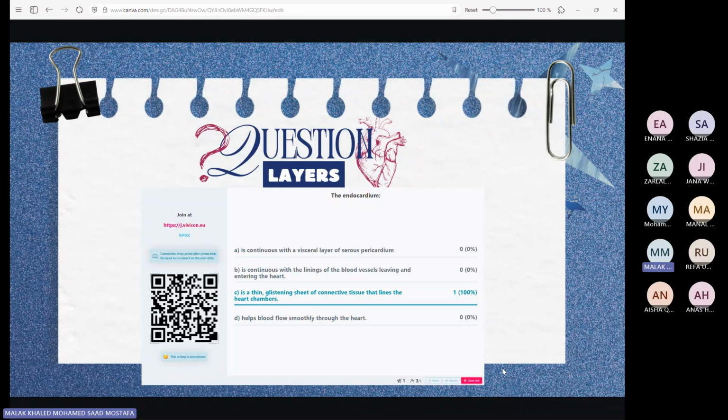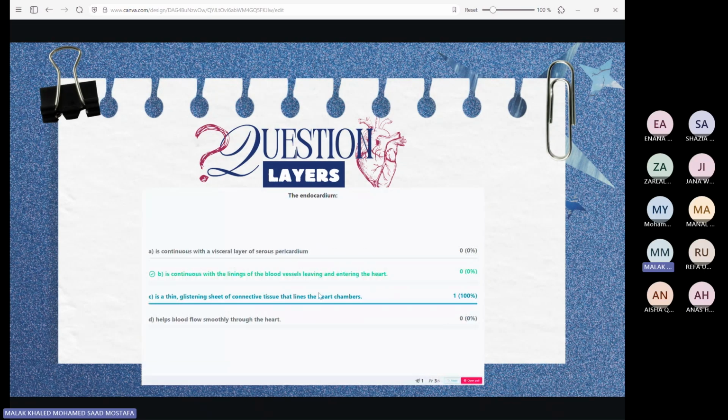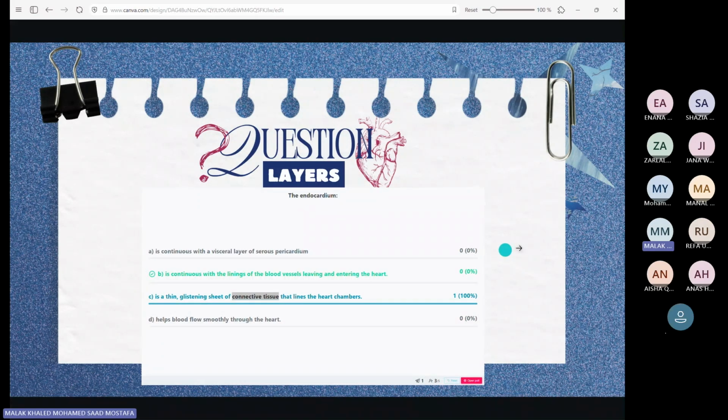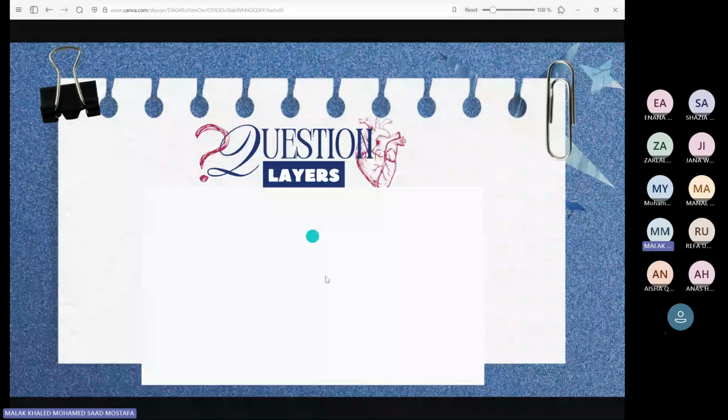Okay, I actually got confused and I picked this answer before, but it's actually a continuous lining with the blood vessels. Why is it not the option that you picked? It's because it says connective tissue. The endocardium is a serous layer. It is not connective tissue. It's simple squamous epithelium, right? It's not connective tissue. That's why that answer is wrong.